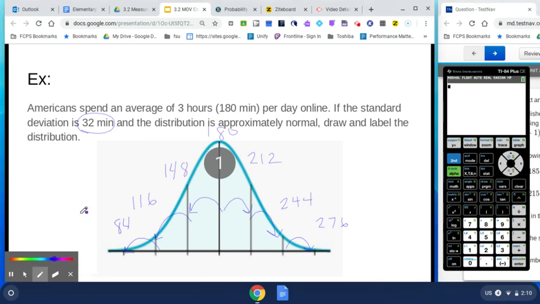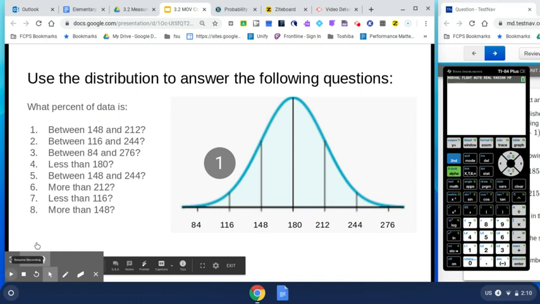Okay, so now I see this distribution is normally shaped, centered at 180, and ranges from about 84 to 276 minutes. We're going to use this to find certain percentages of data that fall within regions. Okay, so I've drawn out this distribution, again labeling those values that we just came up with a minute ago. And we're going to answer the following 8 questions using the empirical rule.